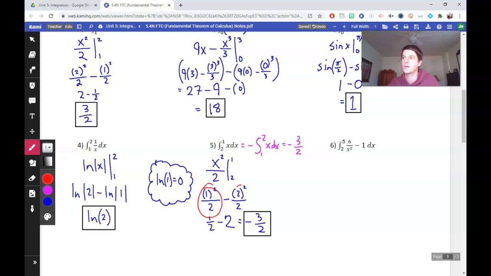Make sure you do the upper bound first and the lower bound second, not just the biggest number first, right? Of course, you can always switch them and then have the bigger number first. Just make sure you put that negative out in front. Moving on, here we go.